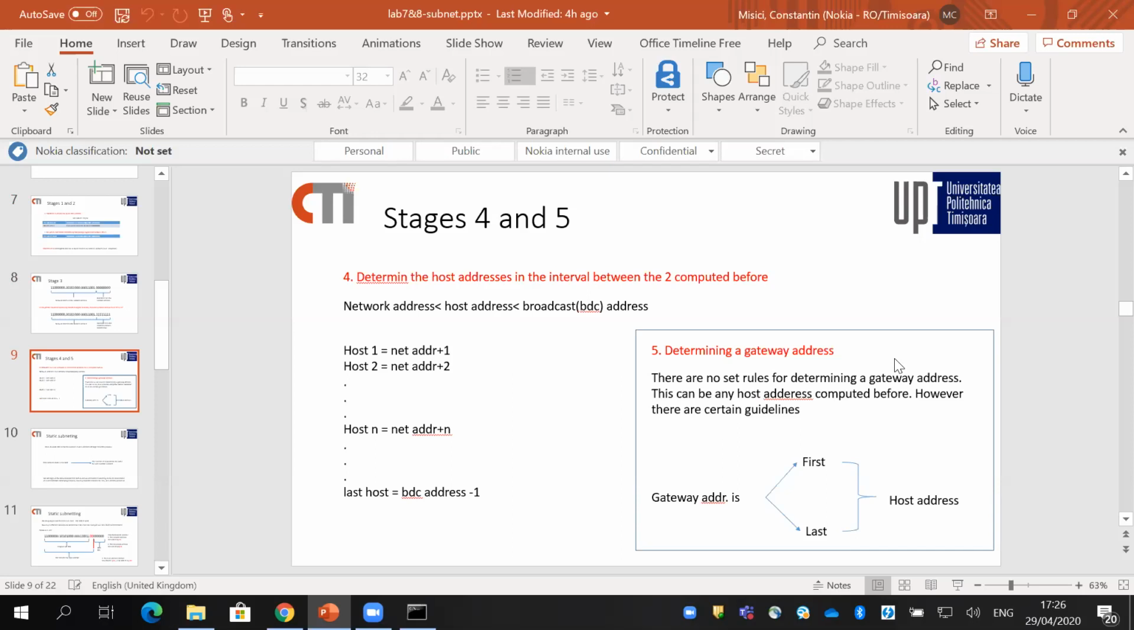Now, depending on the equipment you have, every producer will have recommendations. For Nokia, for instance, the recommendation is to use the first host address. If I'm not mistaken, whenever we were in Alcatel, we used the last one, but it's always one of the two, or it should be one of the two.